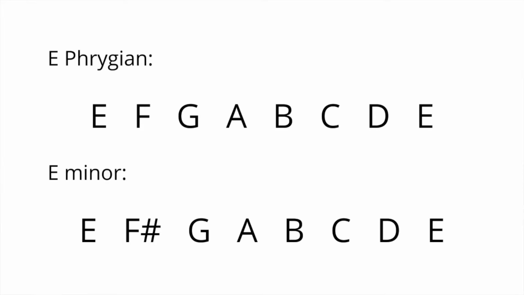So if we do, again, there's 1 point of difference. See here how we've got E Phrygian, E, F, G, A, B, C, D, E, and the E natural minor is E, F sharp, G, A, B, C, D, E.